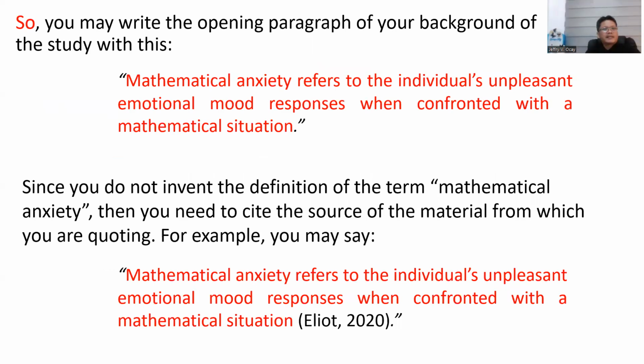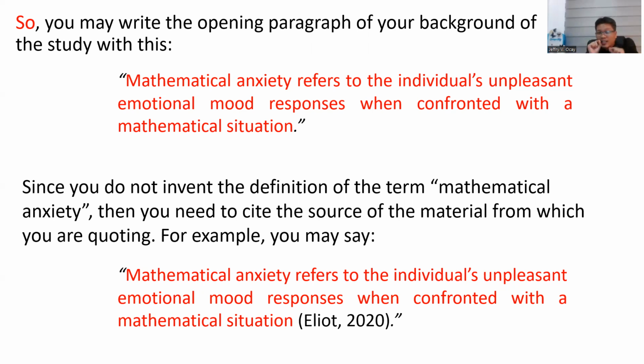So you may write the opening paragraph of your background of the study with this statement: Mathematical anxiety refers to the individual's unpleasant emotional mood responses when confronted with a mathematical situation. Now, since you do not invent the definition of the term mathematical anxiety, you need to cite the source of the material from which you are quoting.